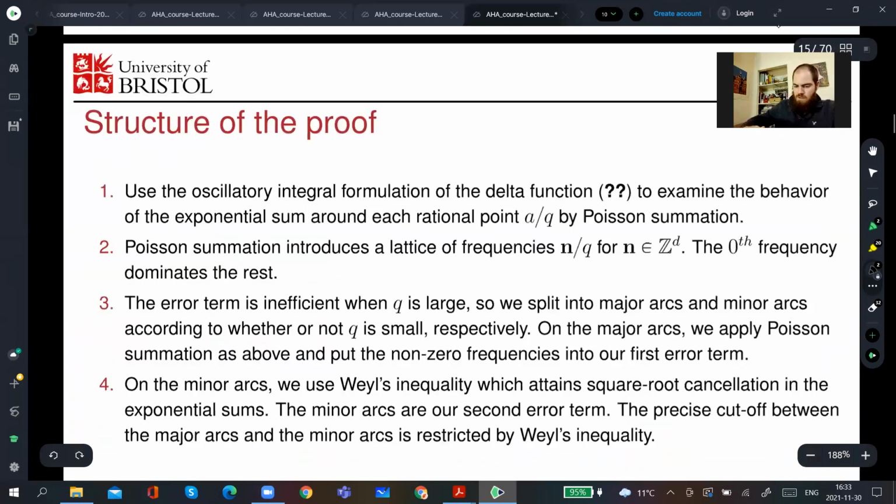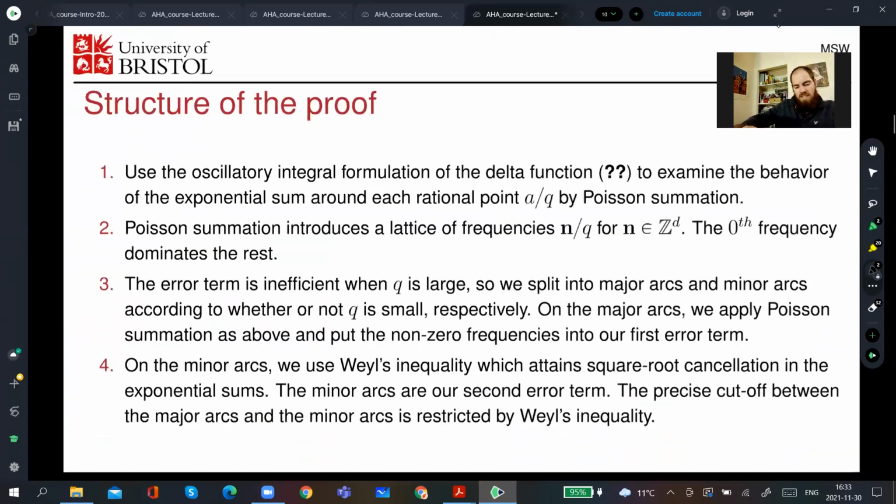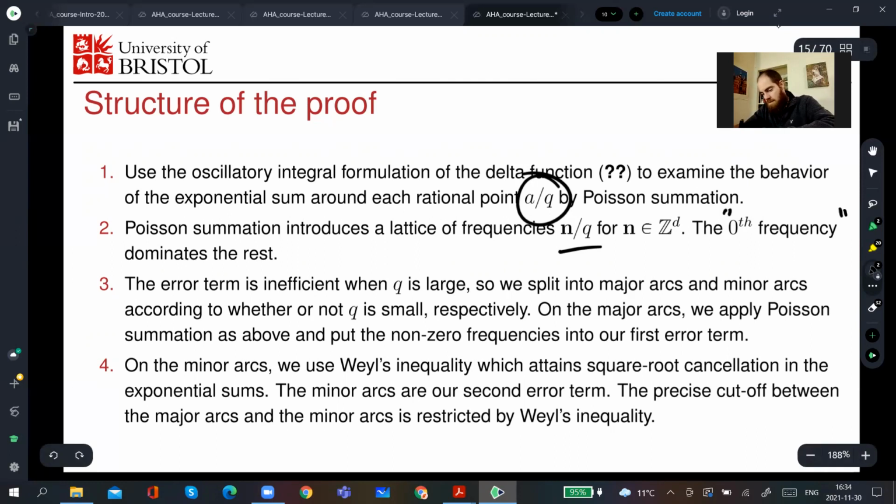So now that I've done that, the structure of our proof is actually going to be very close to the structure it was before. So we're going to use Poisson summation around each rational point A over Q. That's going to pop out of looking at that integral localized to intervals around A over Q. This Poisson summation means it has a dual lattice of frequencies depending on N over Q. And the 0th frequency will dominate the rest. We'll get to what we mean by the 0th frequency here. It's not quite the right thing, but it's still the thing closest to 0.